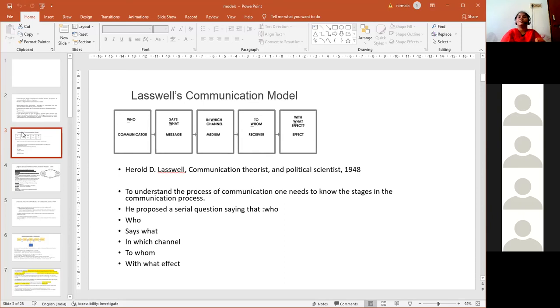So here, who is generally the source who is communicating some information. What he says is a message. In which channel is the channel of communication, what medium he is using to communicate the messages. To whom is the receiver. With what effect is the change which happened within the receiver after receiving the communication. So who is generally the communicator or a source who is wishing to communicate some messages, that we call the message.